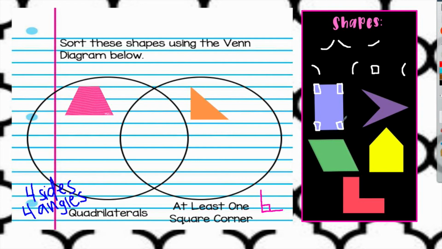Because of this, I know that the rectangle meets the needs of both the quadrilateral and it has 1 square corner, so it's going to go in the middle of my Venn diagram. Let's move it now.